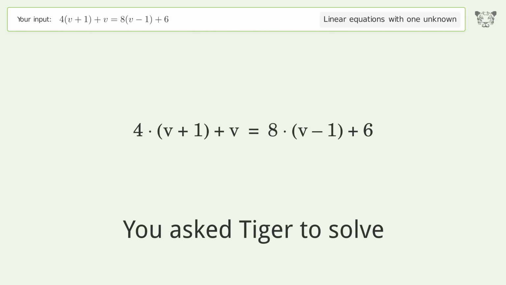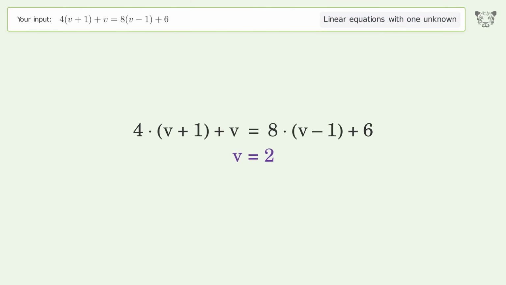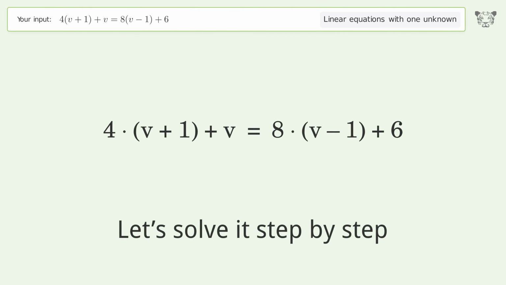You ask Tiger to solve. This deals with linear equations with one unknown. The final result is v equals 2. Let's solve it step by step.